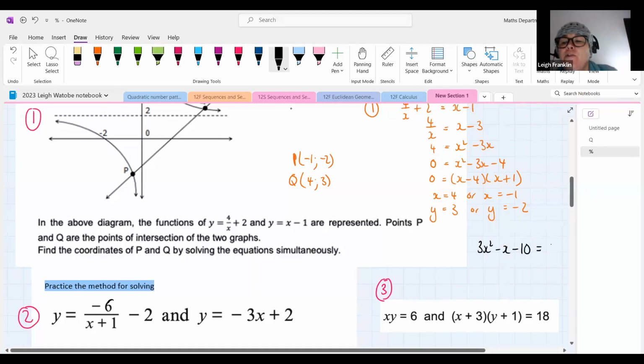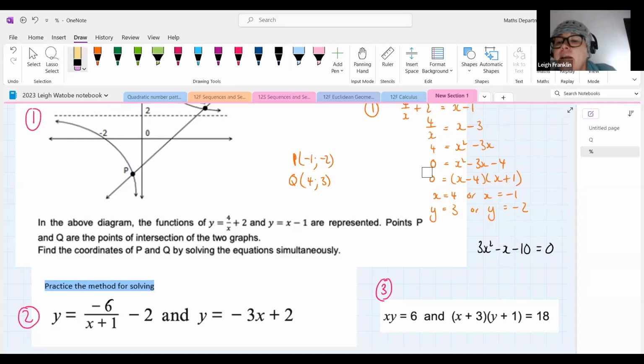Okay. Do you think you made a mistake somewhere? No, I don't think so. Okay, but now you're struggling to factorize. So when you struggle to factorize, if factorizing becomes an issue for you, what do you use? The quadratic formula. There you go. So if you can't factorize, use the quadratic formula. Oh, okay, thank you.